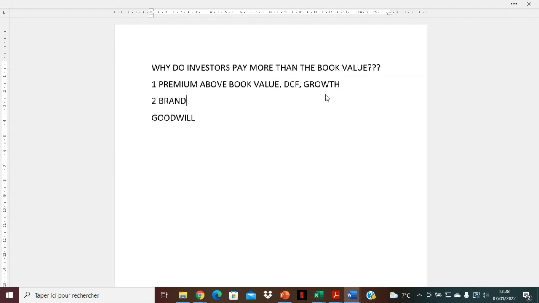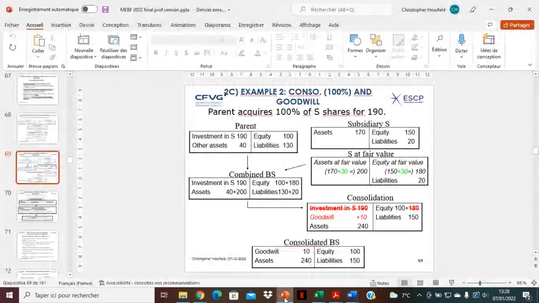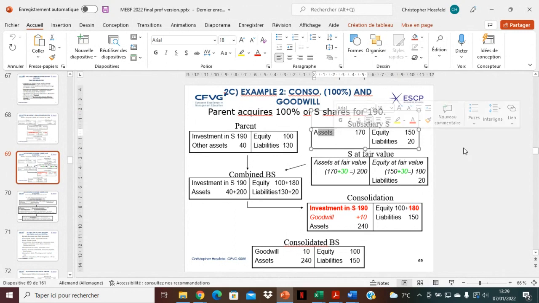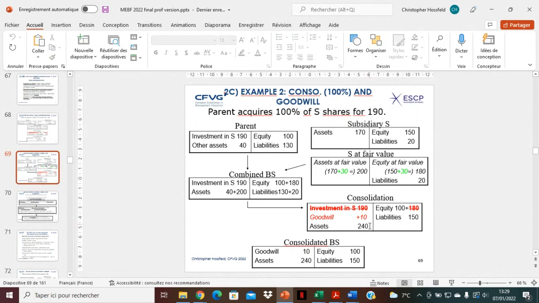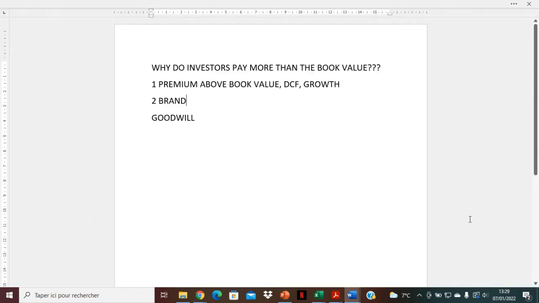So I put this here, but when you say the brand of the company, isn't the brand already in the balance sheet? Because here we look at the balance sheet of the subsidiary, we have assets, and isn't the brand name not part of the assets here, and therefore part of the book value? I don't know. It's a question. Do we see the brand name already on the balance sheet of S, or do we not?